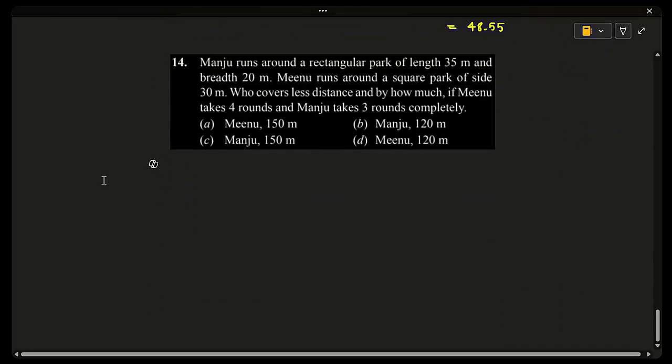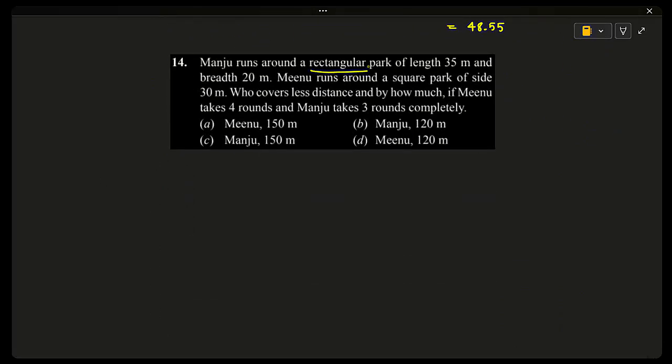14th one. Manju runs around a rectangular park of length 35 meters and breadth 20 meters. Meenu runs around a square park of side 30 meters. Who covers less distance and by how much, if Meenu takes 4 rounds and Manju takes 3 rounds respectively?